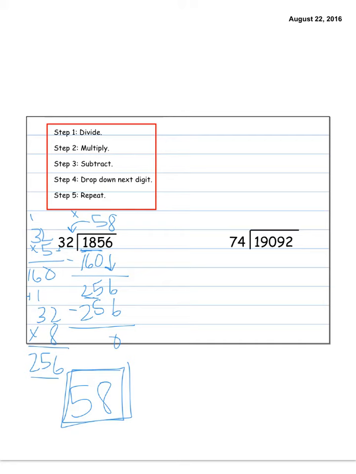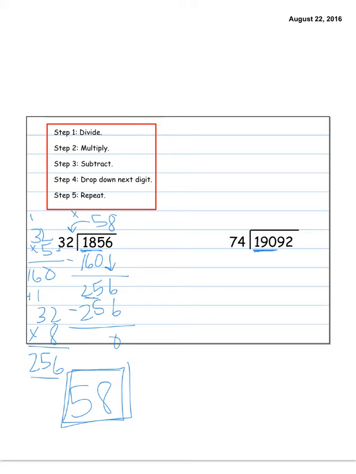All right, let's try this next one. Again, if you think you've got it, go ahead and pause me. Try this on your own. Otherwise, we will go through it together here. We are looking at 19,092 divided by 74. So we look at that 74. We know it can't fit into 1. It can't fit into 19. So now we move on to 190. All right.